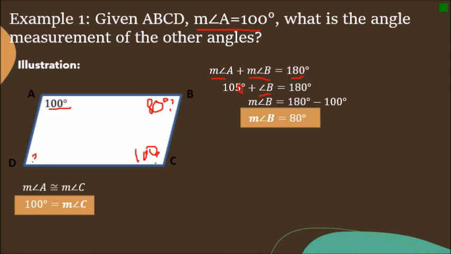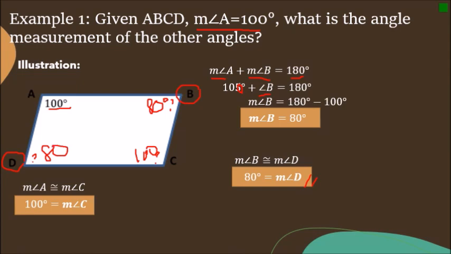Okay. So, yung sagot natin will now depend on what is the measurement of angle B. Since angle B is opposite to angle D, therefore they are congruent. Pag sinulat natin yun, we have the measure of angle B is congruent to the measure of angle D. Meaning to say, if the measure of angle B is 80 degrees, therefore the measure of angle D is also 80 degrees. Ganyan lang siya. So, kumpleto na yung angle measurement ng ating quadrilateral A, B, C, D.